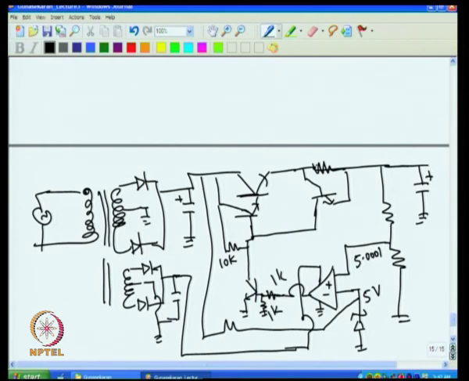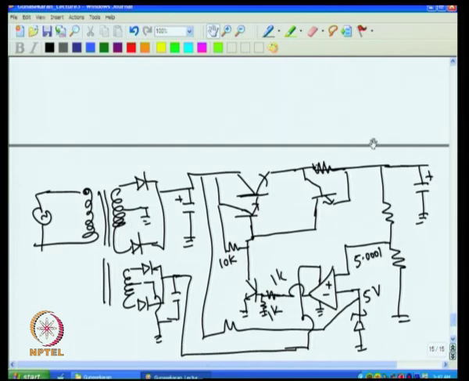So it goes a little higher, and if the voltage goes a little more, then more voltage will come here, and it will conduct more current, and more current here reduces this voltage, and the output also comes down. So eventually, if I keep this one at 5 volt, this will also come to 5 volt, and according to the ratio of these two resistors, the output is determined.